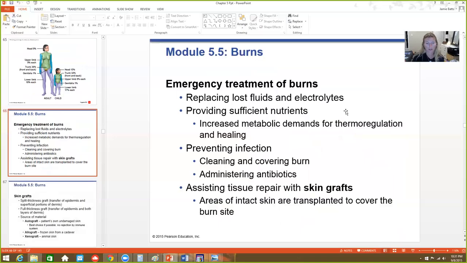Obviously, you want to make sure that the person is hydrated and doesn't have an electrolyte imbalance. So drinking a watered down Gatorade would be perfect. Making sure they get proper nutrients, because they have increased metabolic demands. Because of the thermoregulation issues, they're going to need proper nutrition. You're also going to have to make sure infections are being prevented: cleaning, treating, antibiotics, etc., and possibly skin grafts, making sure that an area of intact skin is transplanted to cover the burn site appropriately.